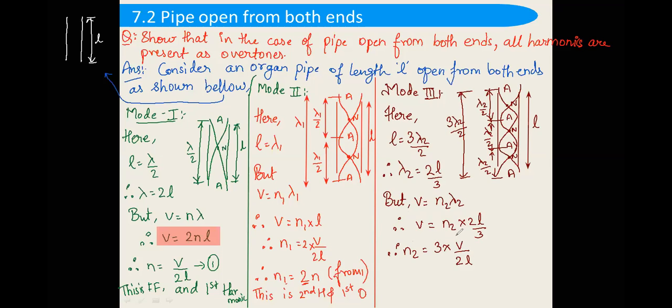Now what is V divided by 2L? From equation number 1 it is equal to N. So this is 3 into N. From 1 and 2, we can say this is 3 multiplied by N. So this is the third harmonic. And since this is 2, we can say this is the second overtone. Second overtone and third harmonic.